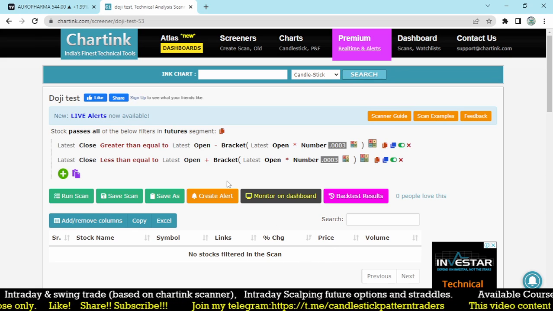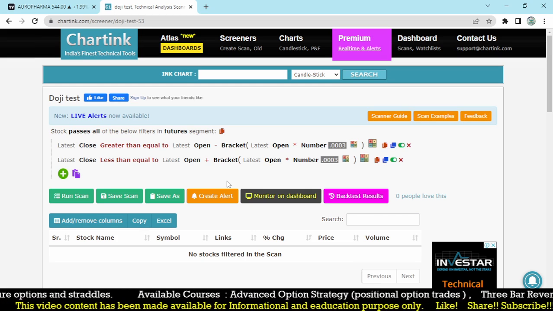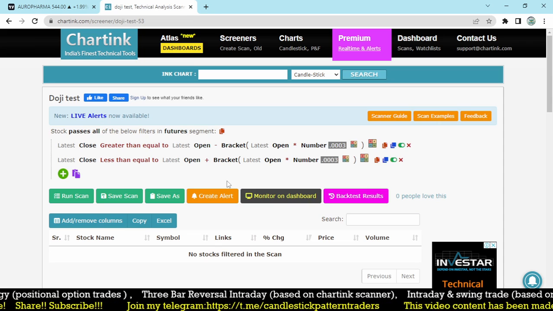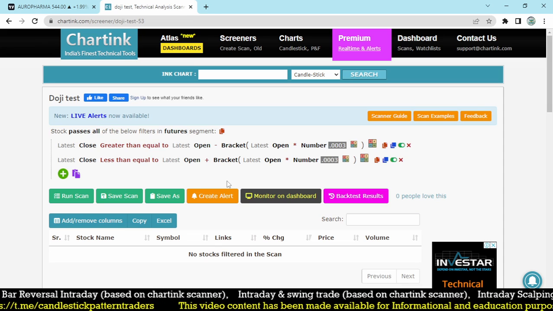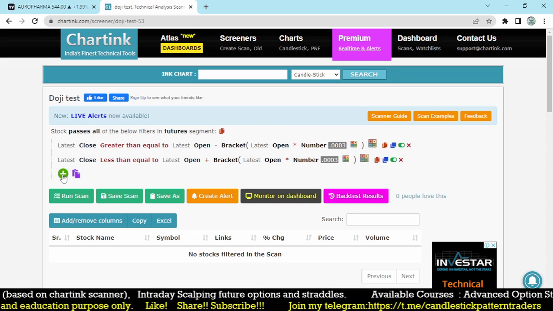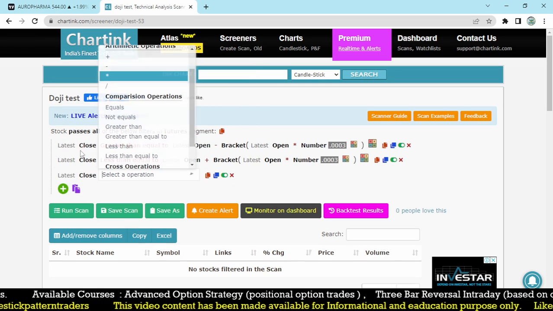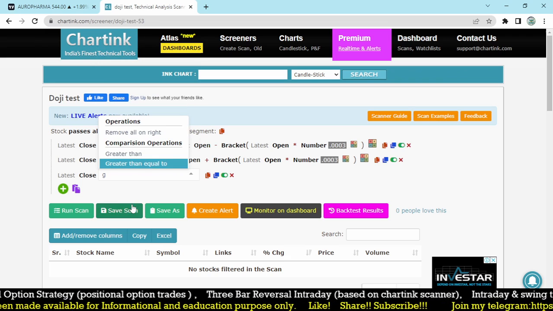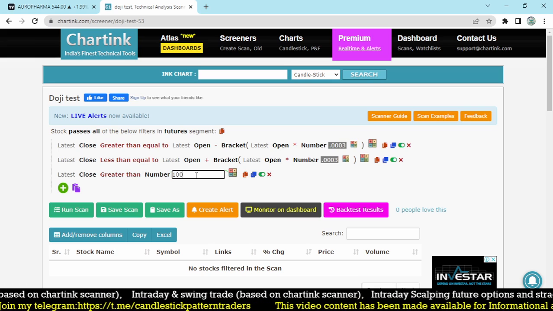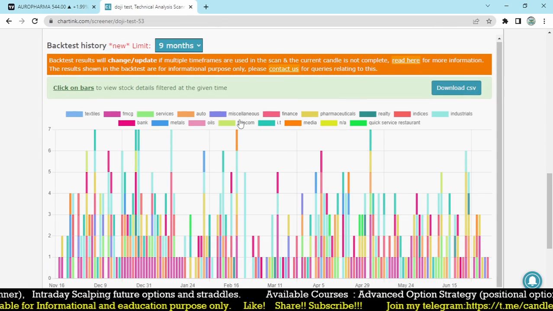If you have a stock trading at a very low value, it will always make a doji because of the small price fluctuations. For example, if the stock is at 30, 40 or 50 rupees, it may not be traded very well, so most of the time it forms a doji candle. To avoid that, we use the condition that the close price must be greater than whatever number you want. I'm creating a filter for stocks trading above 100 rupees. If you use this condition, it will filter out the stocks trading above 100.